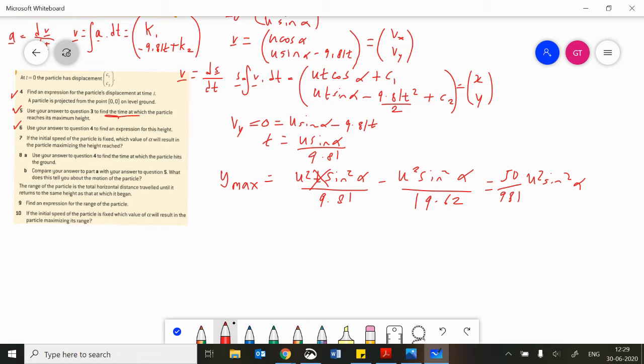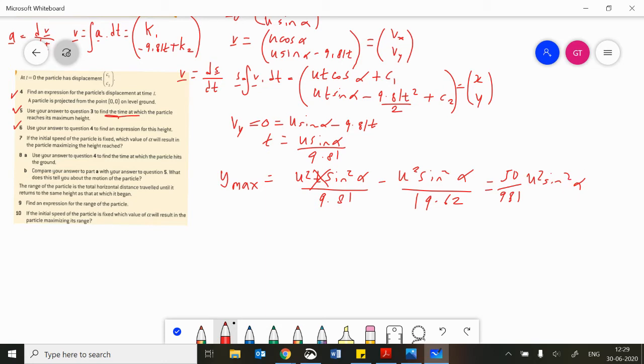which value of alpha will result in the particle maximizing the height reached? Okay, so what they're asking is, although this is y max dependent on u and alpha, they're asking an extension question to this one, and saying, well, if u is fixed but alpha isn't, then which value of alpha is going to give us the greatest height?